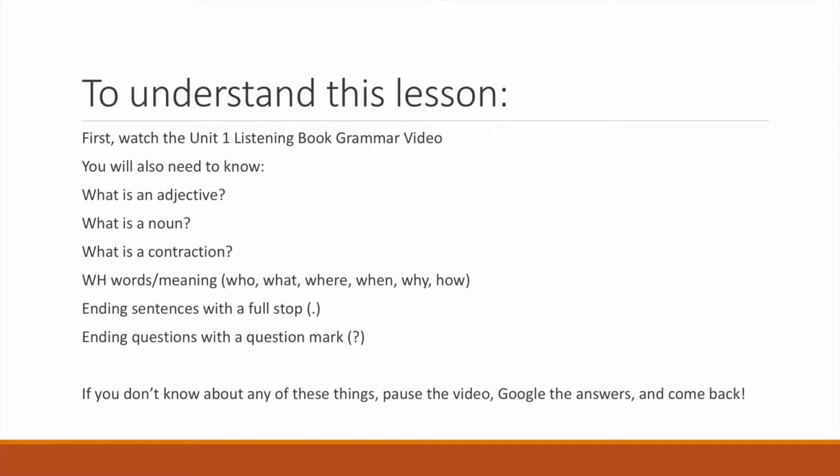For this lesson, you'll also need to know WH words and their meaning. Words like who, what, where, when, why, and how. These are really important for asking and answering questions in English. You'll also need to know how to end a sentence with a full stop or period, and also how to end a question with a question mark. It's okay if you don't know these things. As mentioned, just pause the video, look up the answers, and come back.